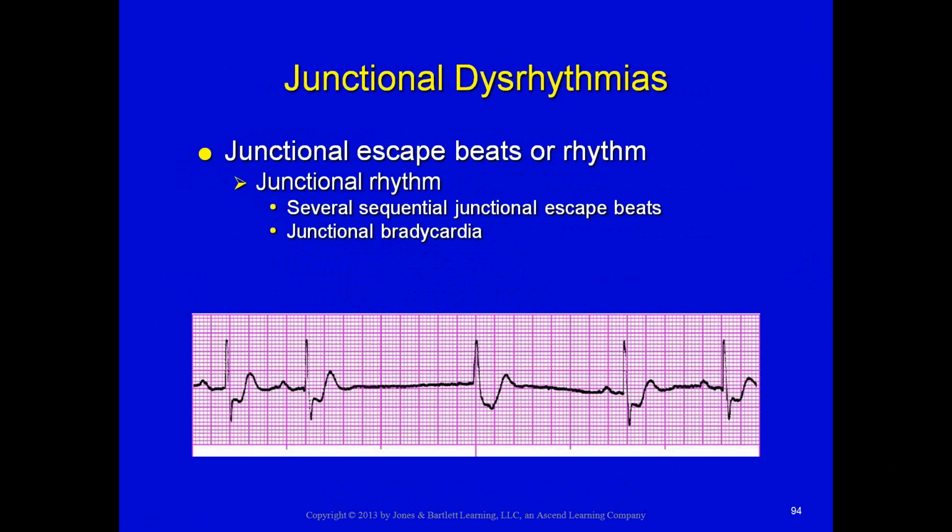Now that third complex, it's not premature, but we need to identify where it is coming from. If that third complex was coming from the atrium, there'd be a P wave. If it's coming from the junction, there may not be a P wave, or the P wave may be down there after the QRS. And that's what I suspect I'm seeing, the P wave is after the QRS. So this would be a junctional escape beat.